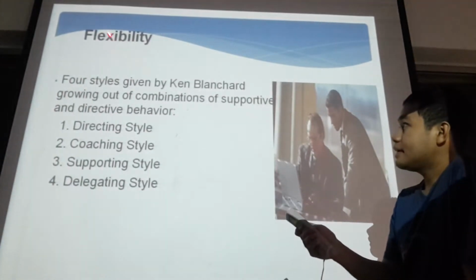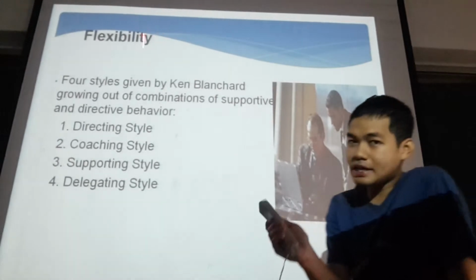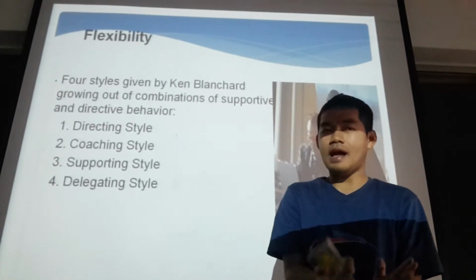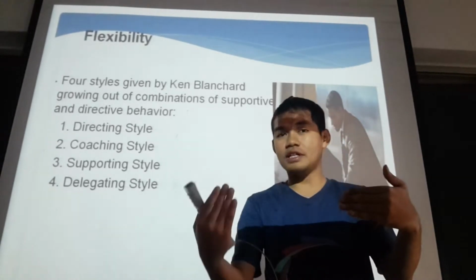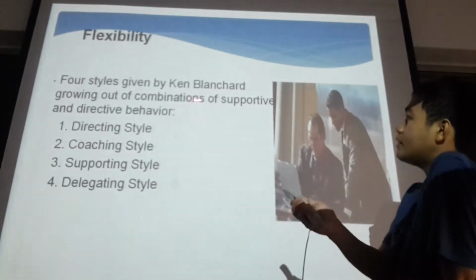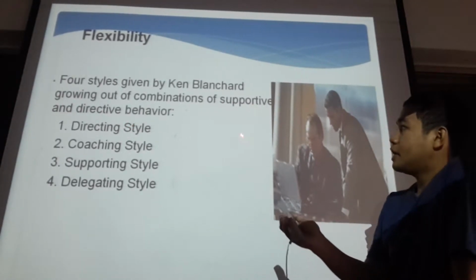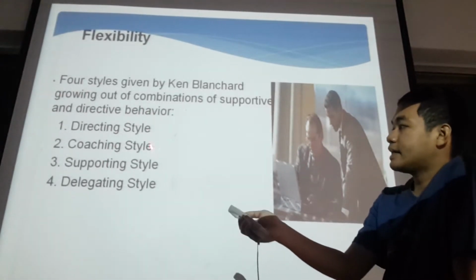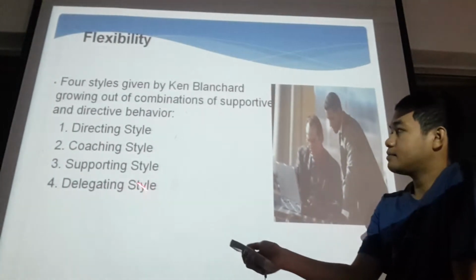I told you before, the skill number 2 that we have is flexibility. In here, I will explain how to be a really good leader after you know the development level of your team member. Let me flash back. You know the development level of your team member, D1 till D4, and then you need to know how you yourself can be a really good leader for this development level. First style, given by Ken Blanchard, grows out of combinations of supportive and directive behavior. Here we focus on supportive and directive behavior. First one is directing style. The second one is coaching style. The third one is supporting style. And the fourth one is delegating style.